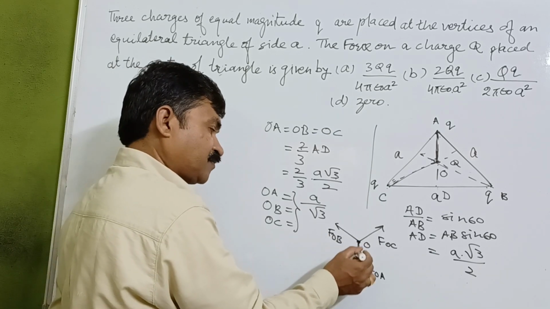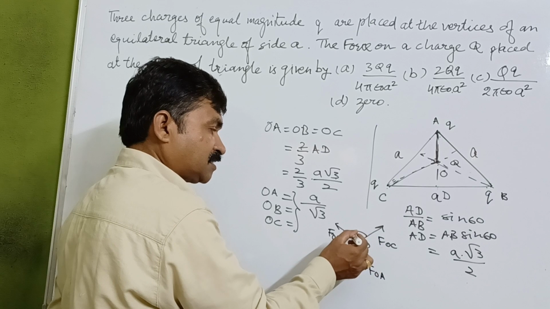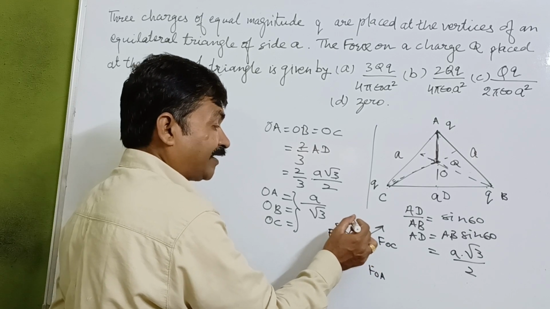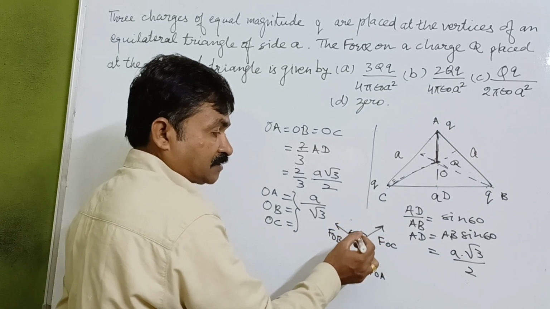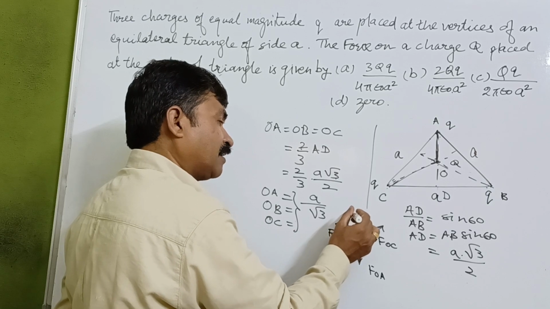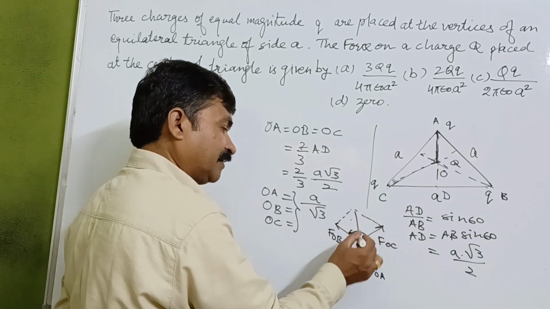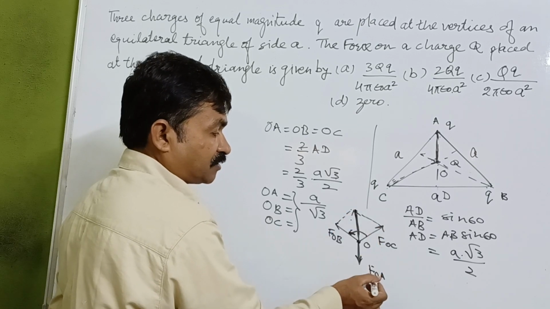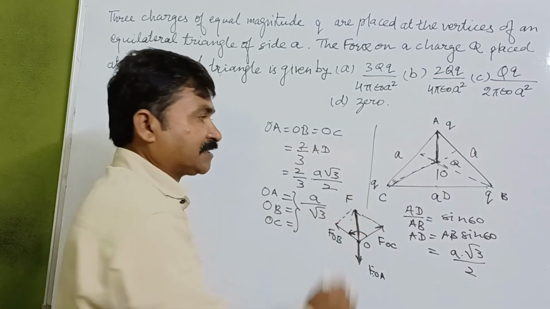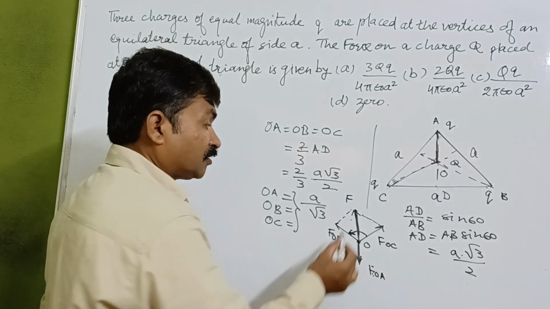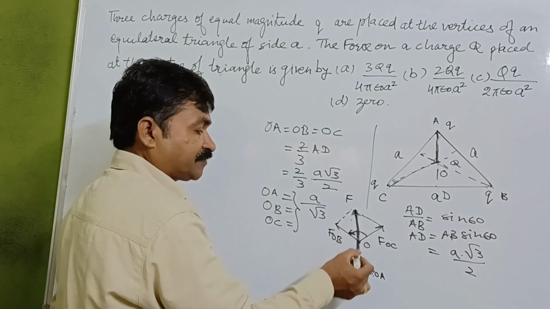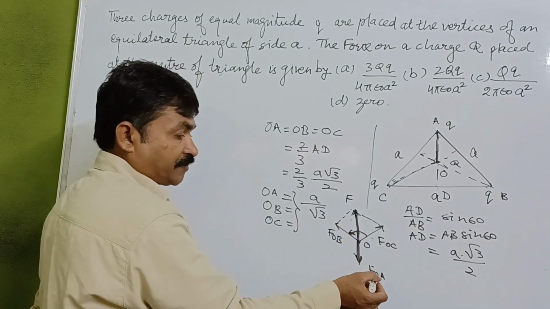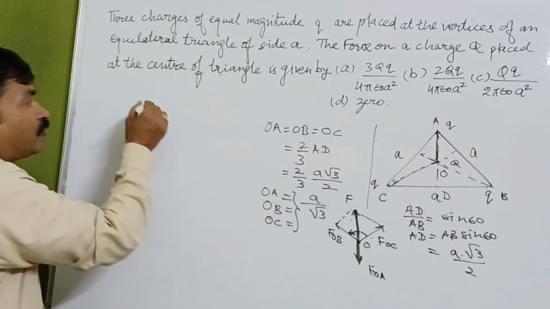Now if you see, this force is acting in this direction and this angle is 120 degrees. If we draw a parallelogram, according to the law of parallelogram of force, the resultant will act in the direction opposite to this, and we can name it F. Now we have to calculate this force and this force. So first of all we will see F_OA.